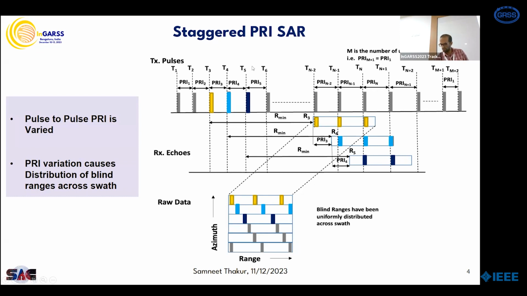In order to do away with that, we are staggering the PRI. That is, we are varying the PRI from one azimuth record to the next. What that process is doing, basically, is distributing these dead range gaps across the SAR data. So as you can see, for example, here there are no adjacent missing samples across the azimuth.